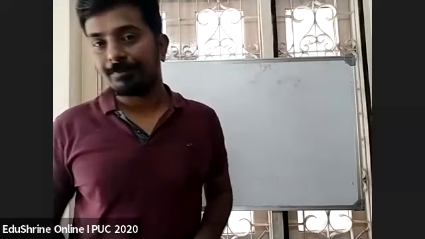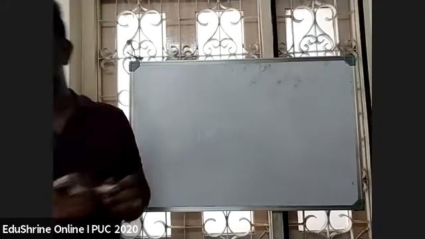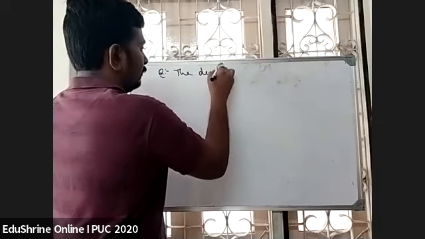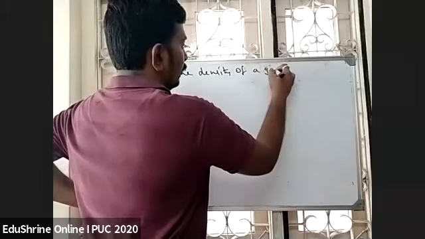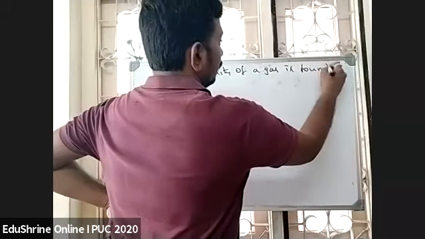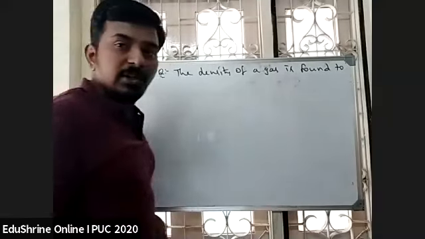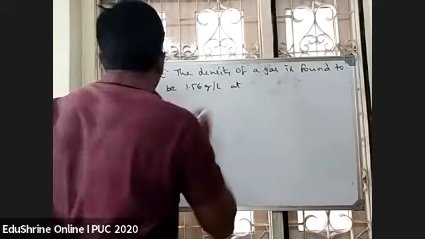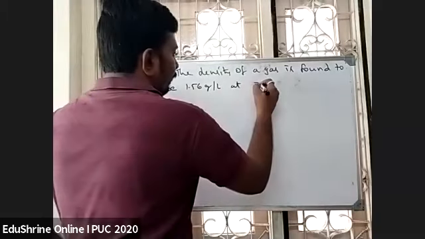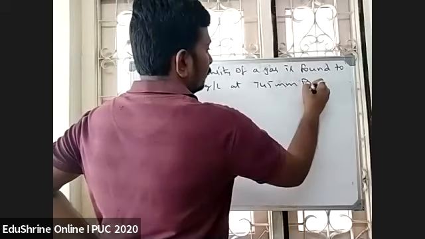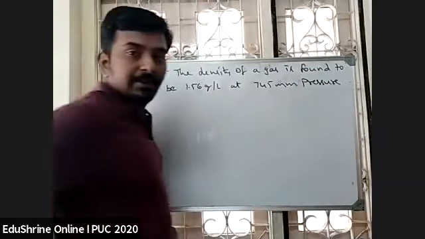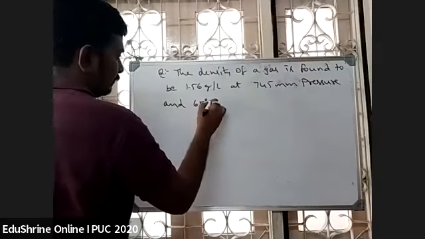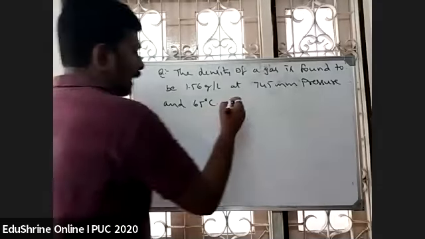Next question. The density of a gas is found to be 1.56 gram per liter at 745 mm pressure and 65 degrees centigrade. Calculate the molar mass of the gas.